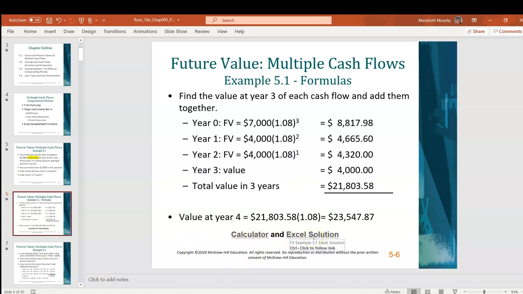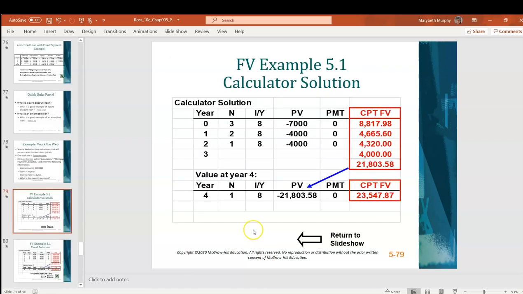Okay, and if you want to see the calculator and Excel solutions, you can click on those. It'll take you to the back of the presentation, and you can go through those. You know what? I'm going to take us back there, especially for the calculator solution. Okay, what you're going to have to do is enter all of these amounts separately. So the year is going to be 0, so n is 3 because it's a 3-year time period.